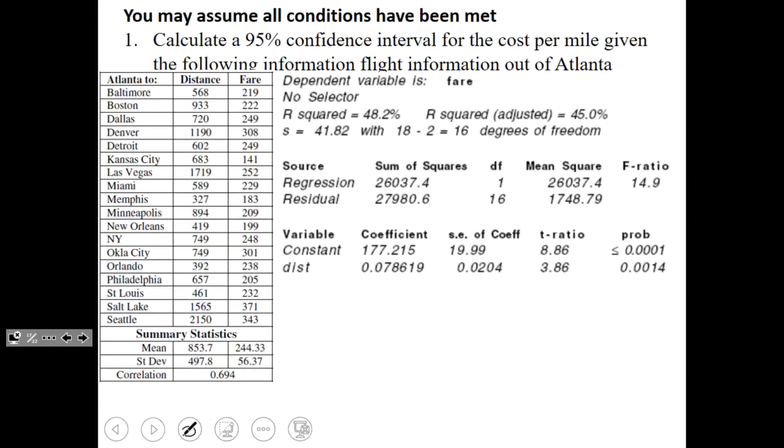So let's do this. Give me the highlighter. We have our coefficients. We have our standard error. We have our R squared values. We know our response variable is fare. We know distance was our explanatory variable. And we already have a p-value, 0.0014. That's a very low p-value. I can reject the idea that there is no actual connection between them because of that p-value.